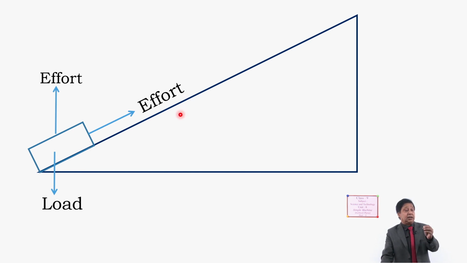It is very easy to pull or push a body on the inclined plane than directly picking up the body in the vertically upward direction. So this inclined plane changes the direction of force in the convenient direction. This is the second advantage of simple machine which we can take from inclined plane. Okay, now I want to conclude. We can take just two advantages of simple machine from this inclined plane.